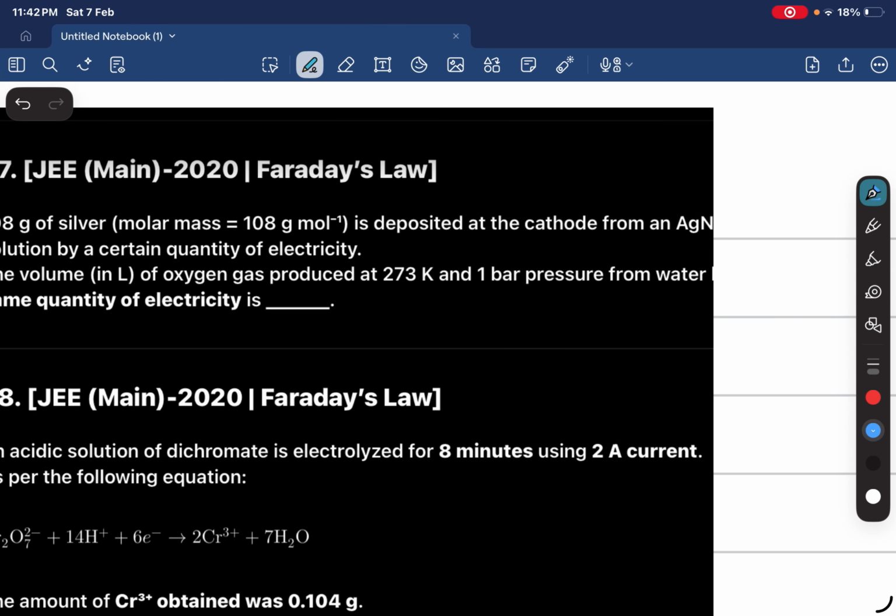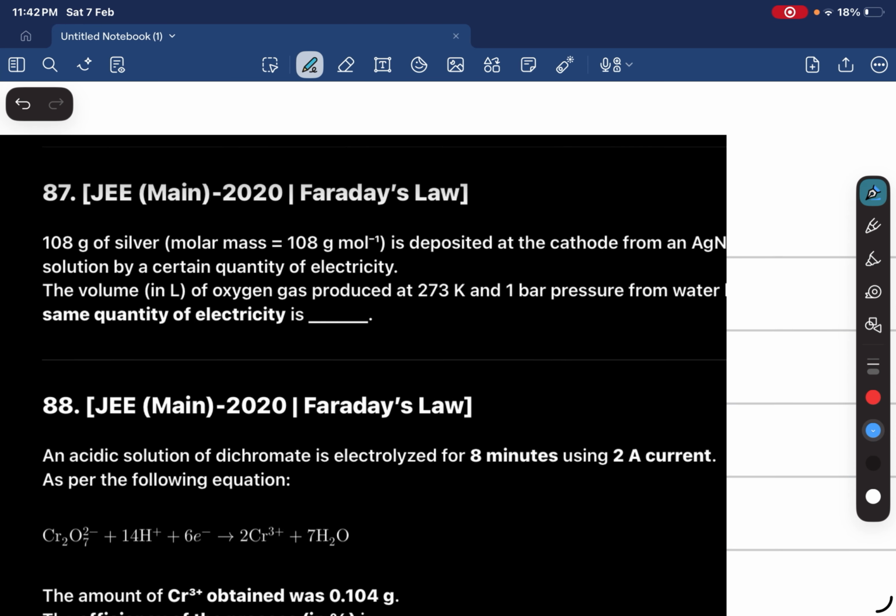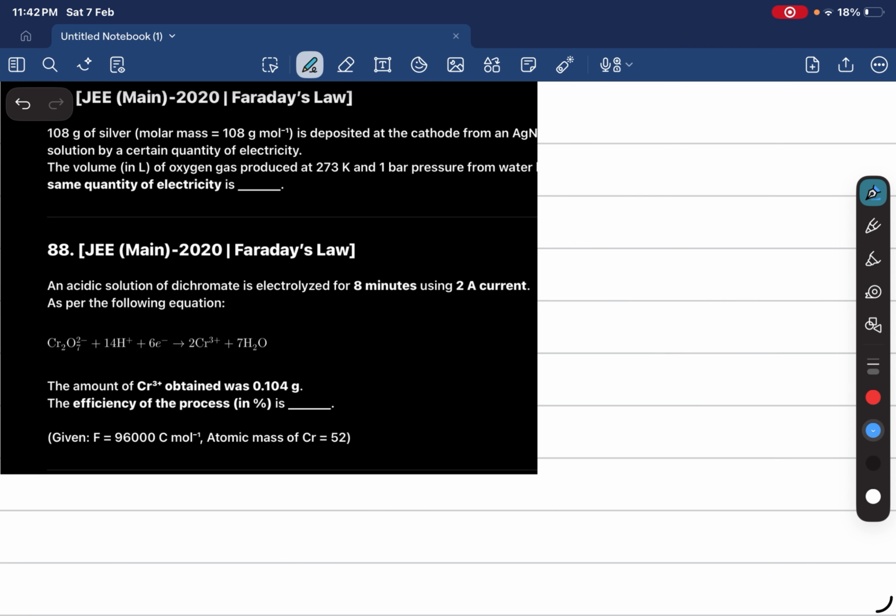Now we'll discuss one more question. 108 grams of silver is deposited at the cathode from AgNO3 solution by a certain quantity of electricity. Find the volume of oxygen gas produced at 273 kelvin and 1 bar pressure from water by the same quantity of electricity. That is important; this is the only clue point to decide. I have given all the related information in the previous lecture, so if you have any confusions regarding this, you can watch that video. Surely it becomes much easier.